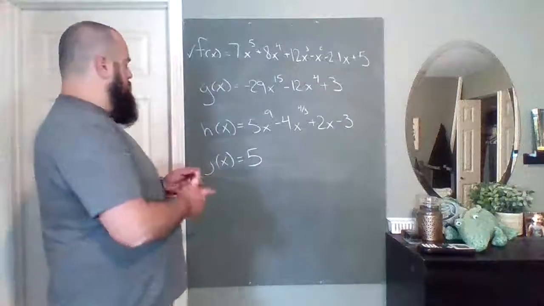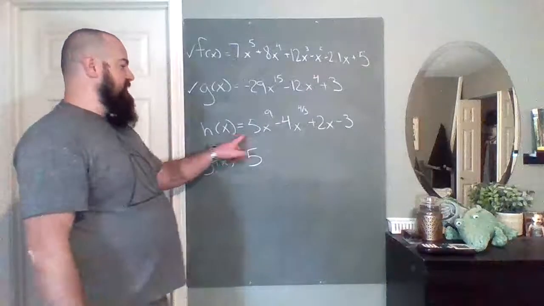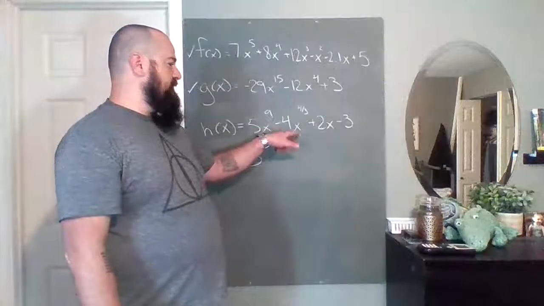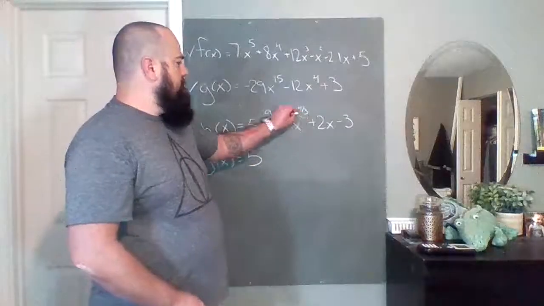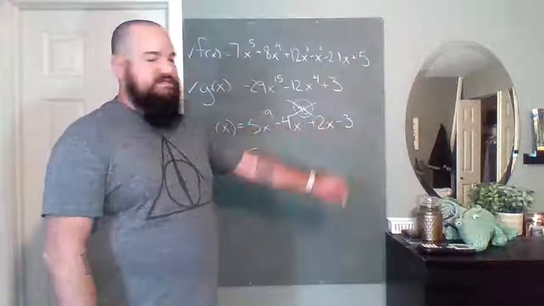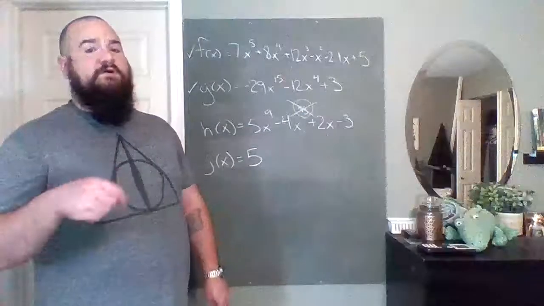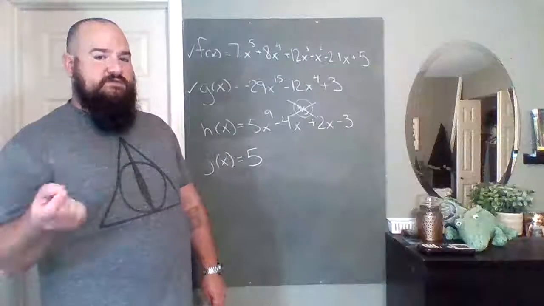H of x. Oh, yeah, h of x. We look at this, read it, we have 5x to the 9th, fine, minus 4x to the 4th thirds. That right there is our problem. Because of that, this is not a polynomial function. Polynomial functions cannot have exponents that are not positive whole numbers.